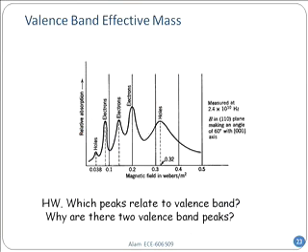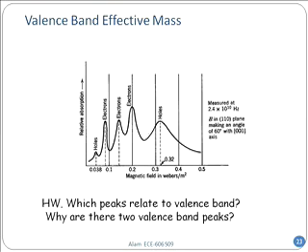Now, one thing that I leave as homework is to prove why, if you want to know about holes, there should be two valence band peaks. Why should there be two? We just discussed. One is light hole, another is heavy hole. Remember, so they are going to resonate at different times. So therefore, you will have peaks for two holes.